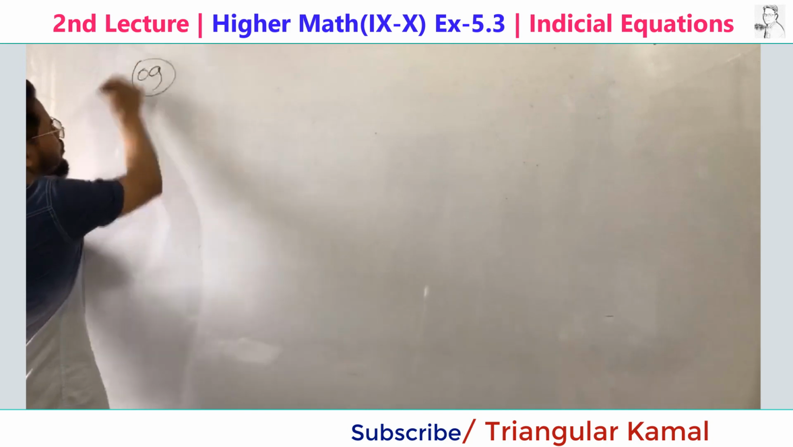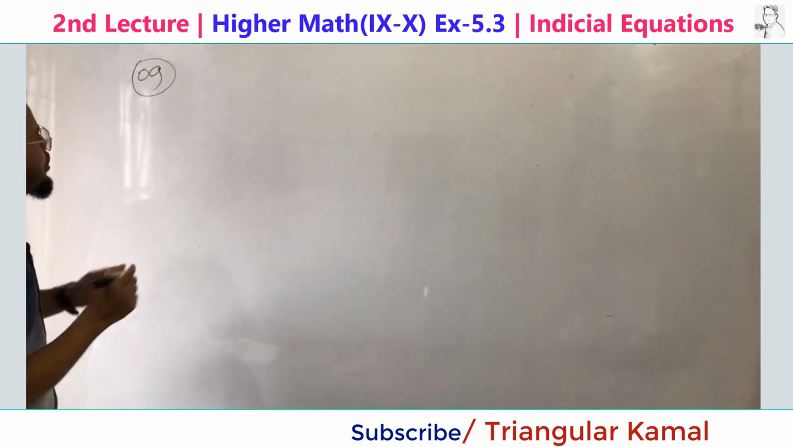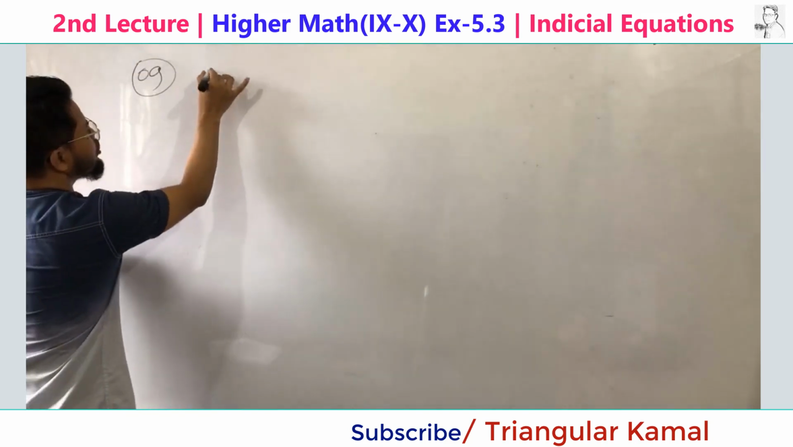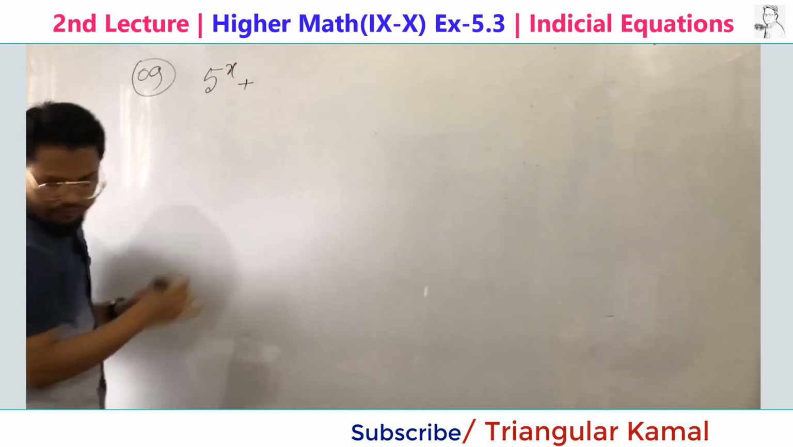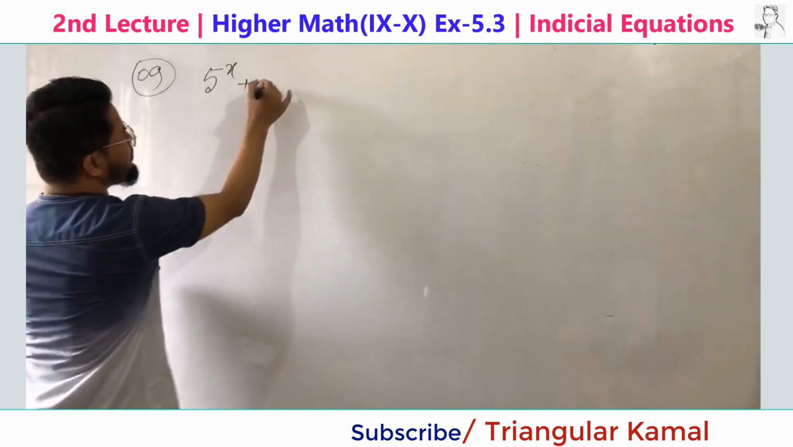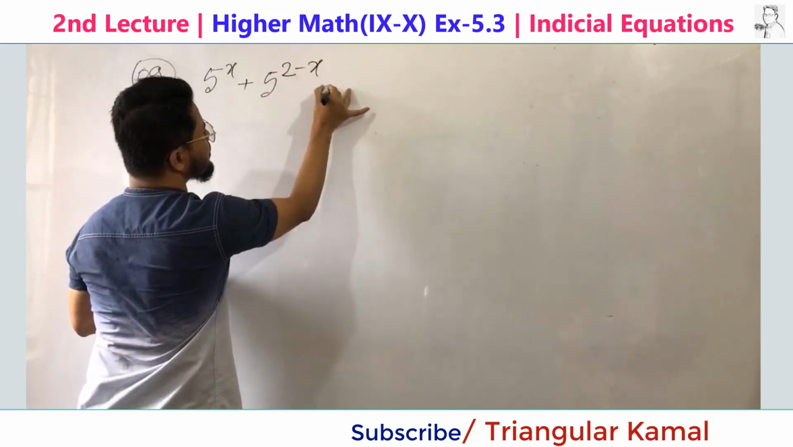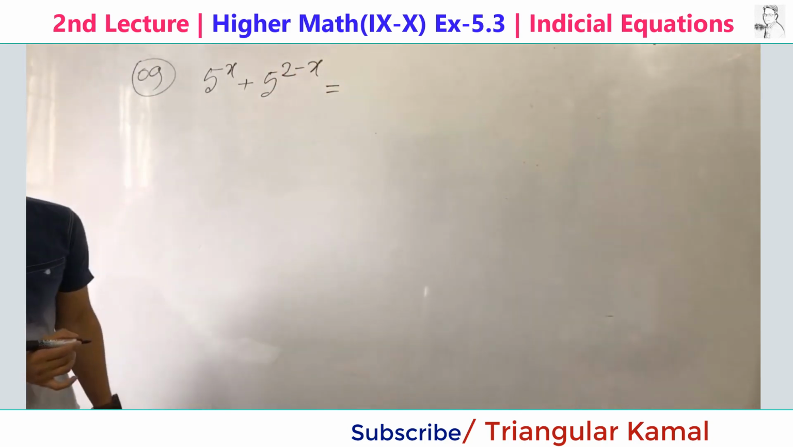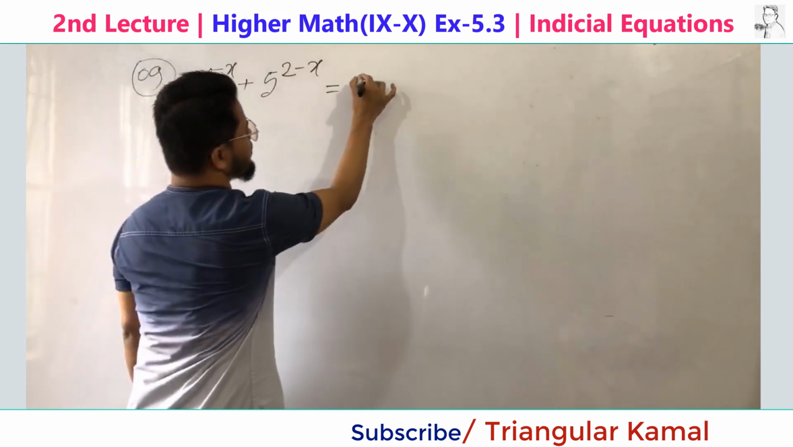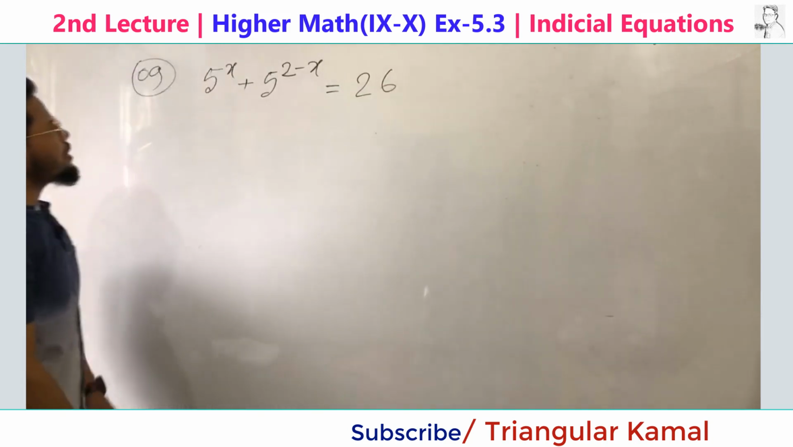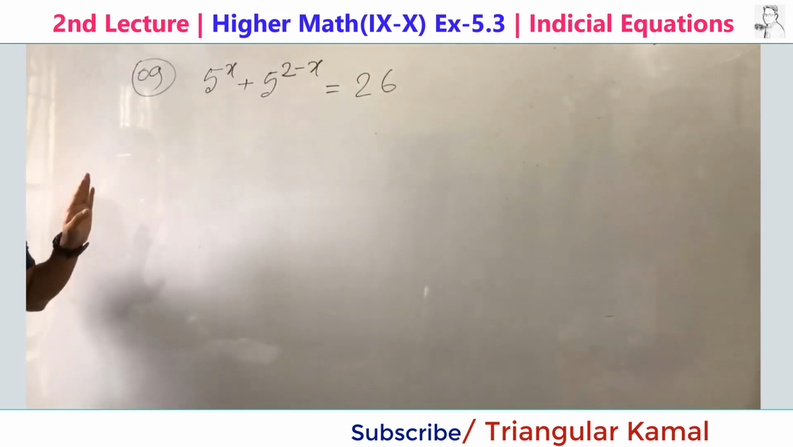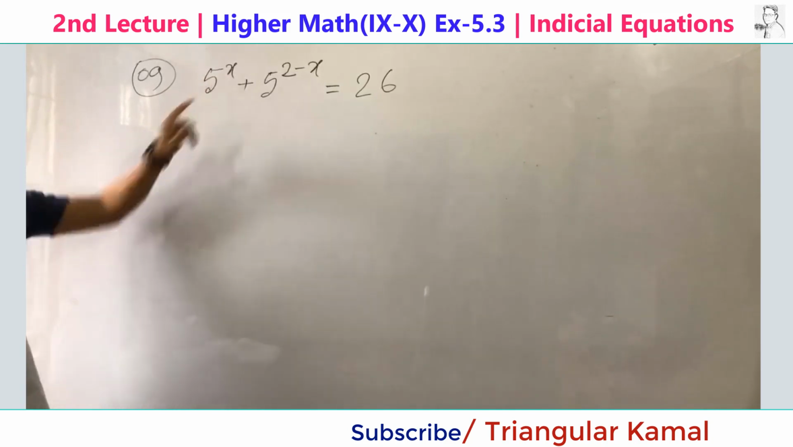First of all, question number 9, indicial equation. 5 to the power x plus 5 to the power 2 minus x equals 26. This is question number 9. There is no more condition here. Find the value of x.